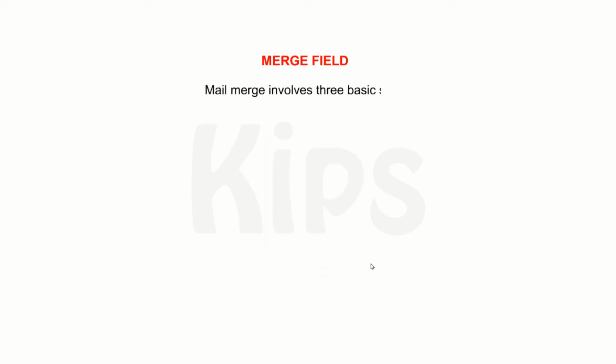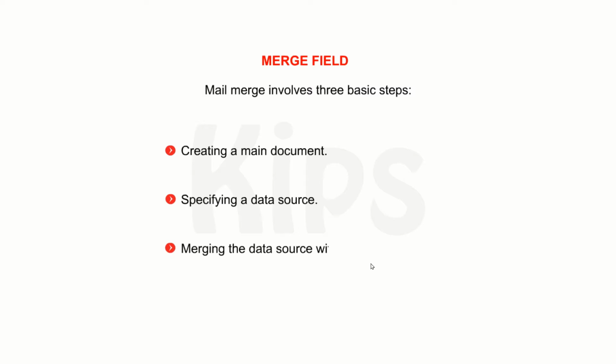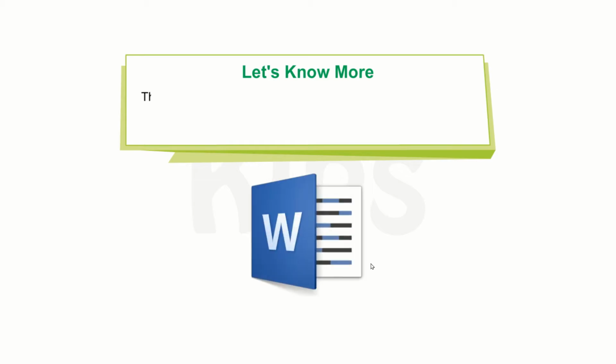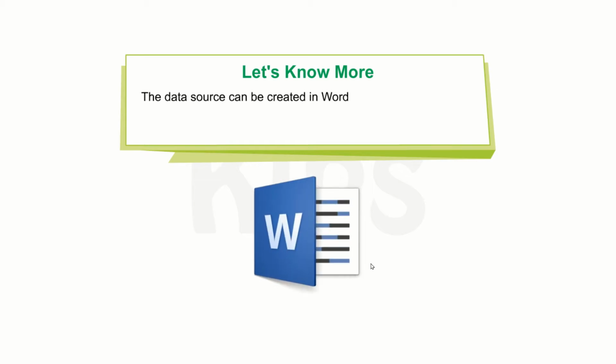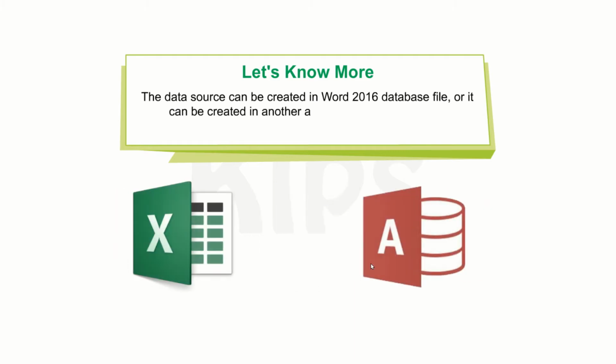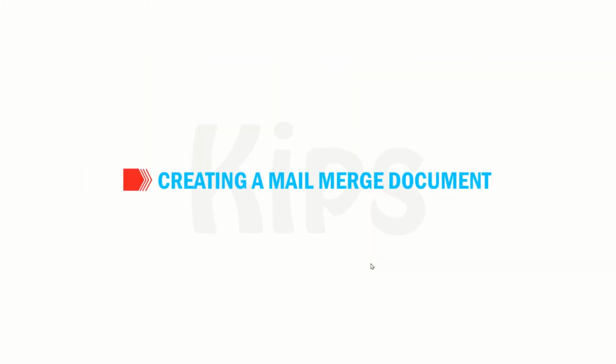Mail merge involves three basic steps: creating a main document, specifying a data source, and merging the data source and the main document. The data source can be created in a Word 2016 database file, or it can also be created in another application like Excel and Access 2016.